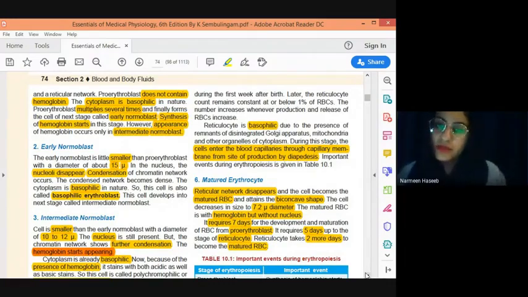Another important thing you need to remember is that the whole process takes 7 days. The process from the stage of proerythroblast to the stage of mature erythrocyte takes 7 days to be completed. Furthermore, from erythroblast to reticulocyte, it takes 5 days. And from reticulocyte to become a mature erythrocyte, it takes 2 days. So this is the process of erythropoiesis.